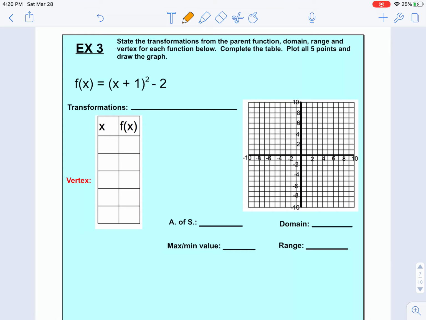All right, transformations again. We've got, okay, nothing in front. This thing is not flipped because I don't have a negative. It's not wider or narrower. My left-right number tells me that this is going to be going left 1, and my up-down number tells me this is down 2. Okay, so here's what I know now. My vertex left 1 is -1, down 2 is -2.